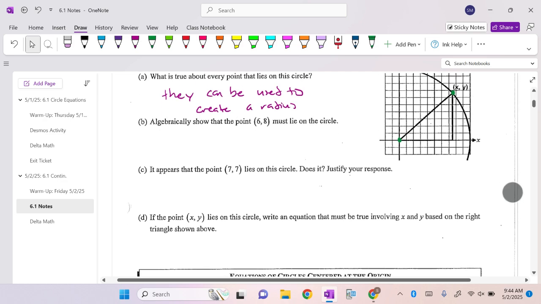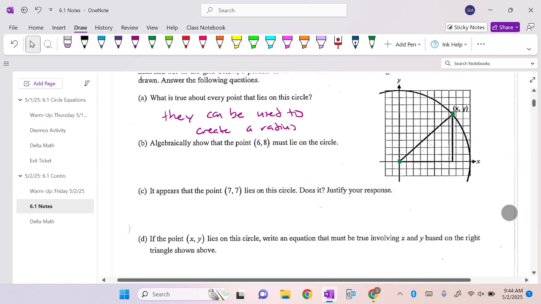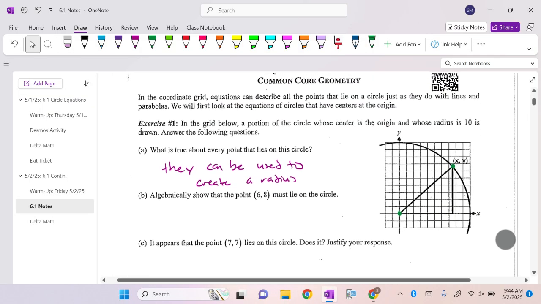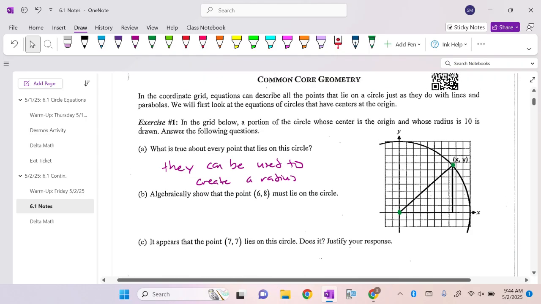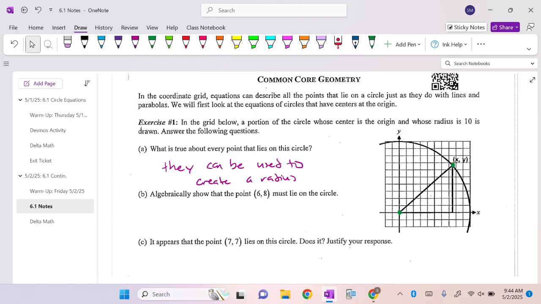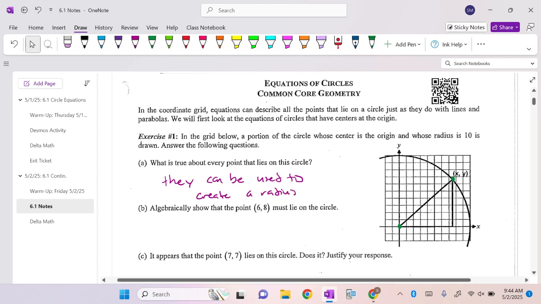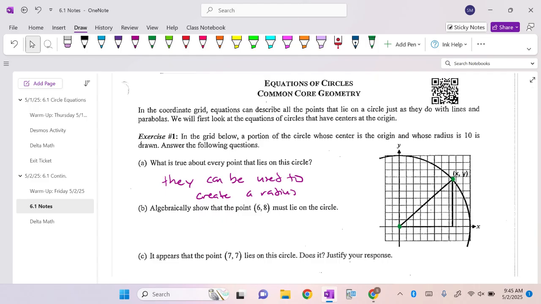I don't really care about B and C. So we already know the standard equation of a circle. We need the center point and the radius. Did they or did they not give it to us? Read where it says exercise 1. Did they or did they not give us the information we need?